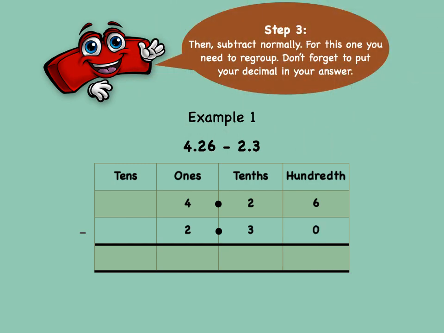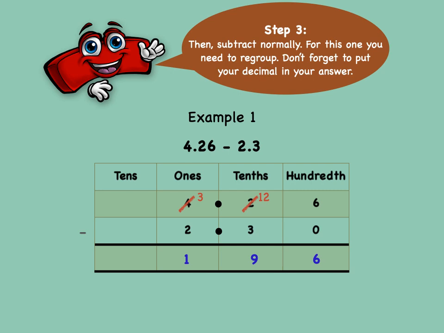Next, the last step, you subtract them normally. For this one, you need to regroup, yes. So 6 minus 0 is 6, 2 minus 3, this is what it means by regroup. We cannot do 2 minus 3, so we regroup it. We take 1 from the ones, 4 there becomes 3, and 2 tenths here becomes 12 tenths. So 12 tenths minus 3 tenths will become 9 tenths, okay? And 3 ones minus 2 ones will become 1, okay?